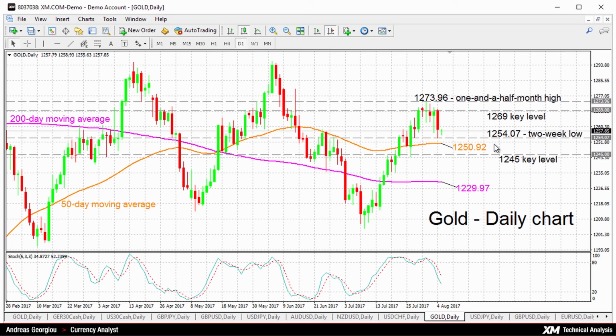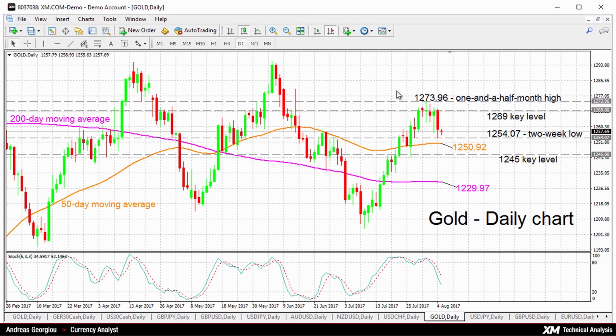If this area is violated, then the area around the 1,255 level, which was of significance in the past, it was a congested area in the past, could provide additional support. If the price advances, then the area around the 1,269 level, which was also of significance recently, could provide resistance, while a break above this area would shift focus to the 1.5 month high of 1,273.96, which was recorded last week.